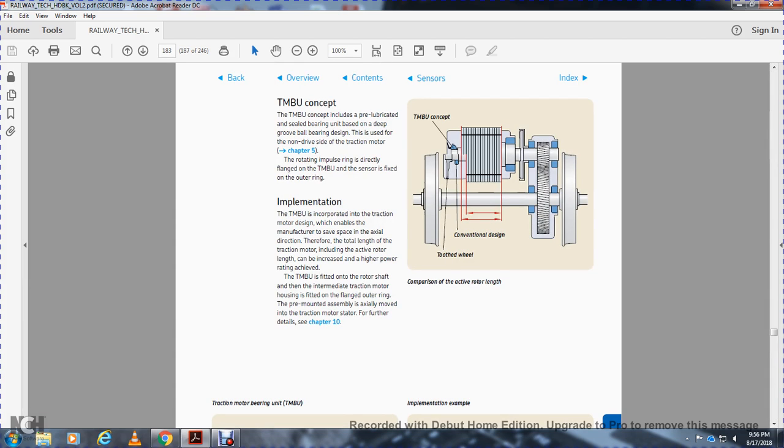The traction motor bearing unit is composed with a pre-lubricated seal, with the bearing unit's base being a deep groove ball bearing on the non-driver side of the traction motor rotor, with the impulse ring directly on the traction bearing unit and the sensor fixed to the outer ring.